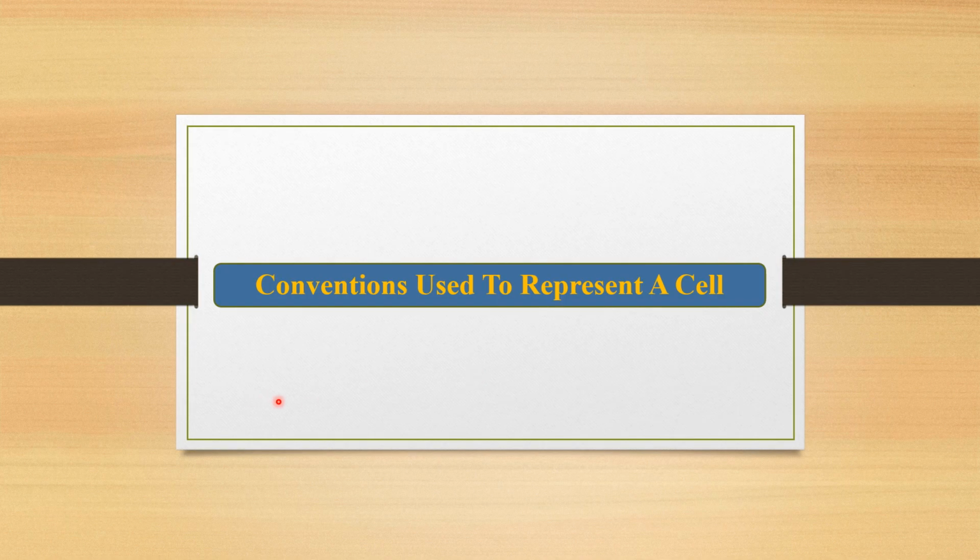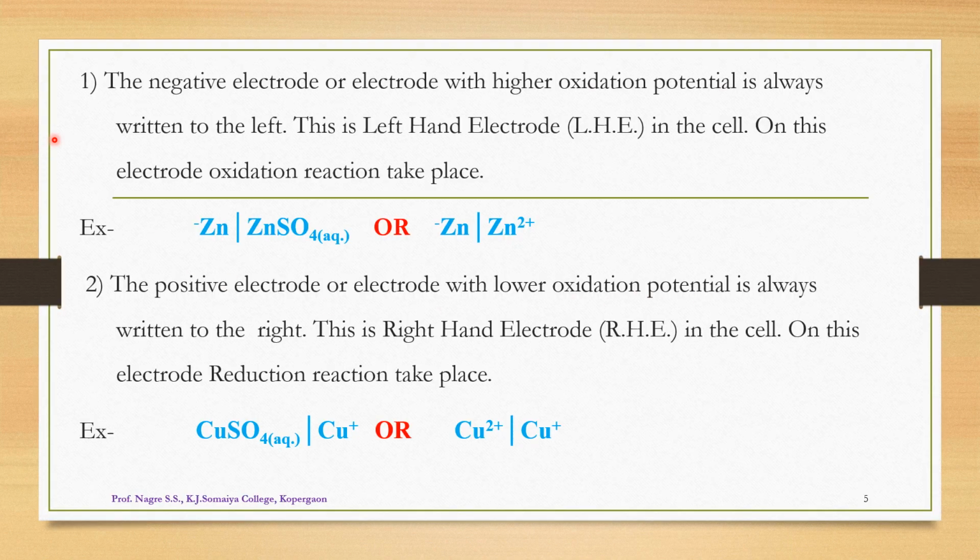Let's look towards the important conventions used to represent a cell. What are the different conventions along with the proper examples? So let us start these conventions one by one. So the first important convention in order to represent a cell is the negative electrode or electrode with higher oxidation potential is always written to the left. So those electrodes which have the higher oxidation potential or which are negatively charged are always written to the left hand side. This is left hand electrode or LHE in the cell.